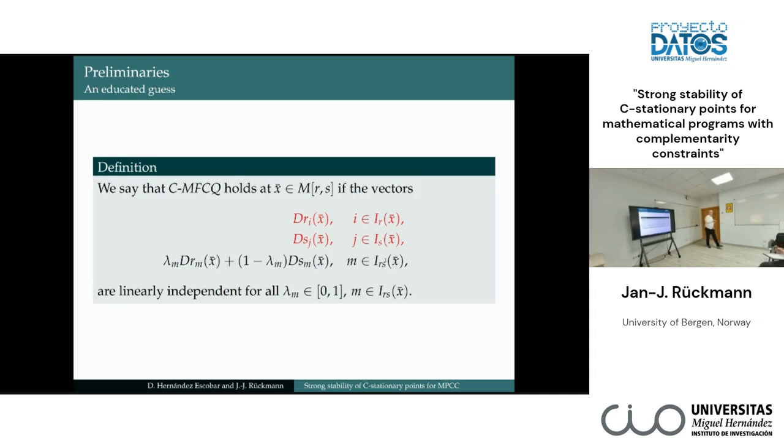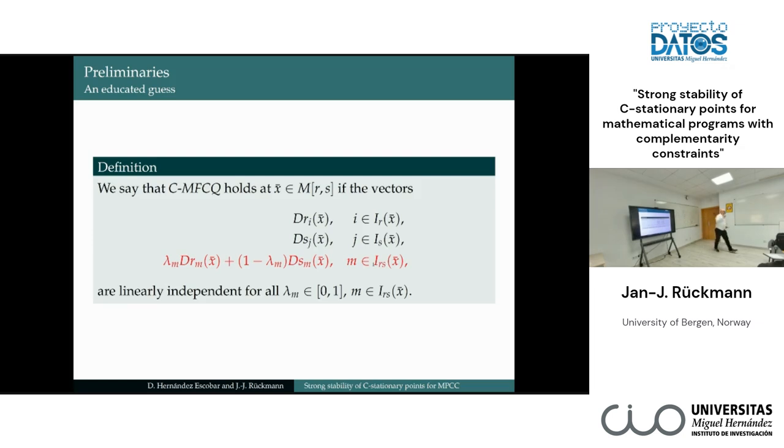So this is like the Mangasarian-Fromovitz constraint qualification. The gradients of the equality constraints are not independent. But here, what comes into play additionally is that we say this combination, now we are in this index set, for those pairs where both are fulfilled as equality constraints, equal to zero. Yeah? These are the key points.